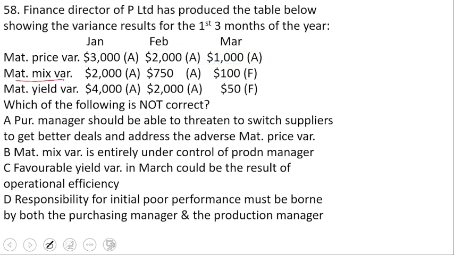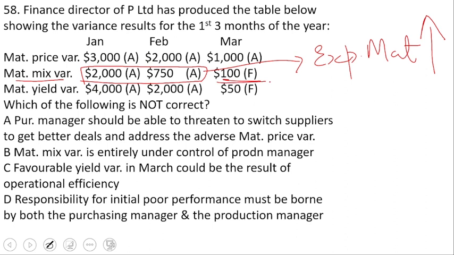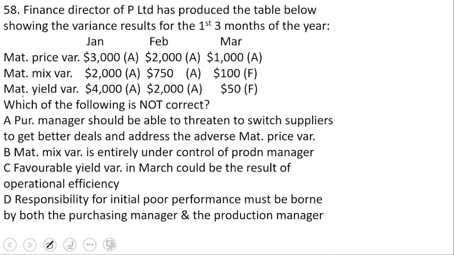The material mix variance in the first 2 months, it is adverse. What do you mean by an adverse material mix variance? An expensive material has been used more. And in the last month, there is a negligible favorable variance. And as far as material yield variance is concerned, the first 2 months we've got an adverse variance.